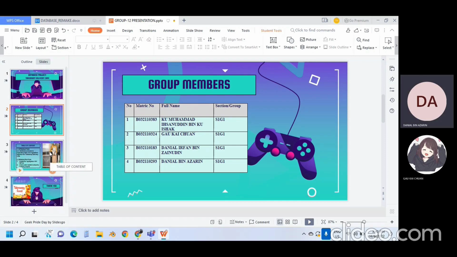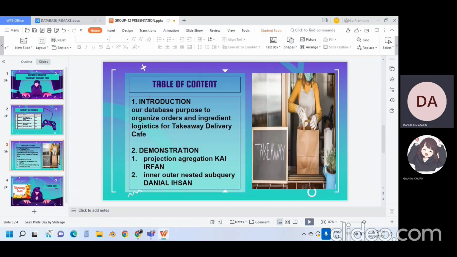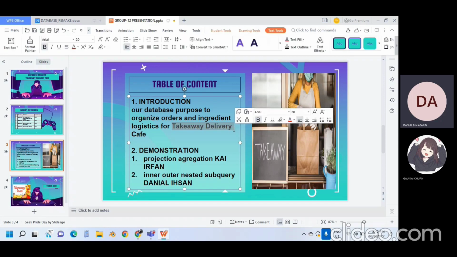So in our database, we propose to make a database for a cafe. Our database is purposed to organize the orders and also the ingredient logistics for the takeaway delivery cafe. Takeaway delivery is the name of the cafe. And we will demonstrate this database manipulation.